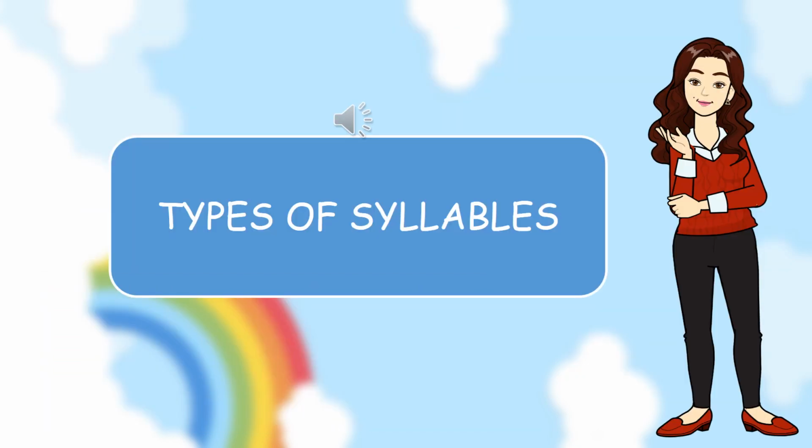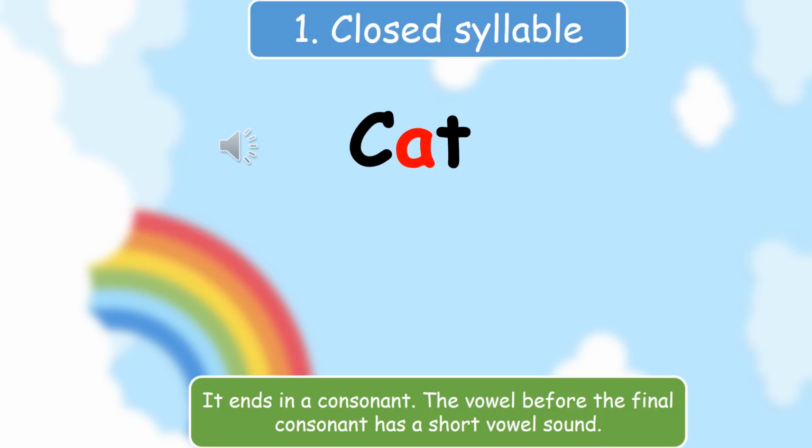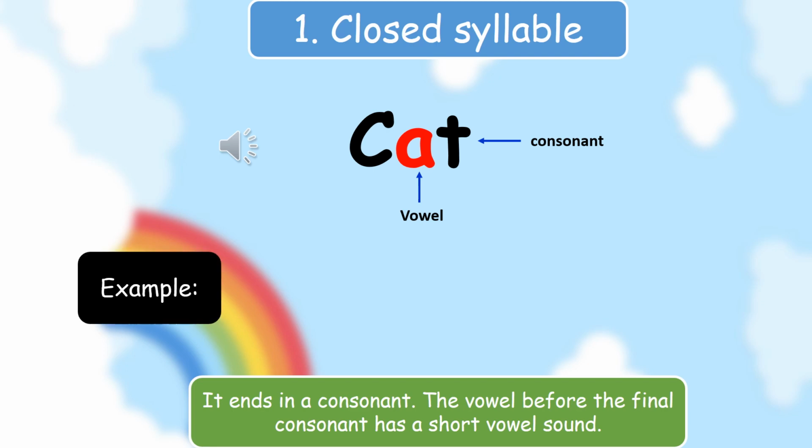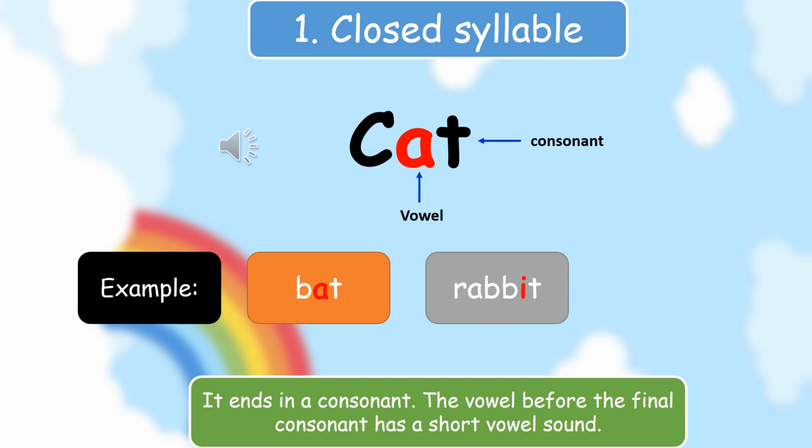Types of syllables. There are 6 types of syllables. Closed syllable. It ends in a consonant. The vowel before the final consonant has a short vowel sound. Example: bat, rabbit, pumpkin.